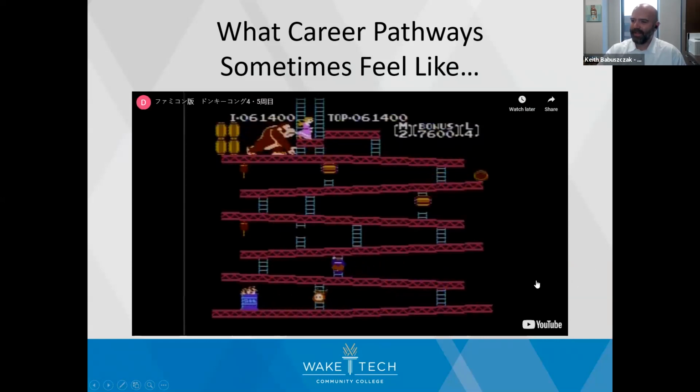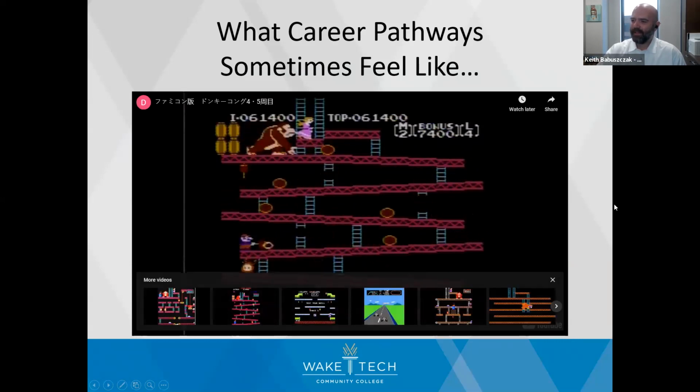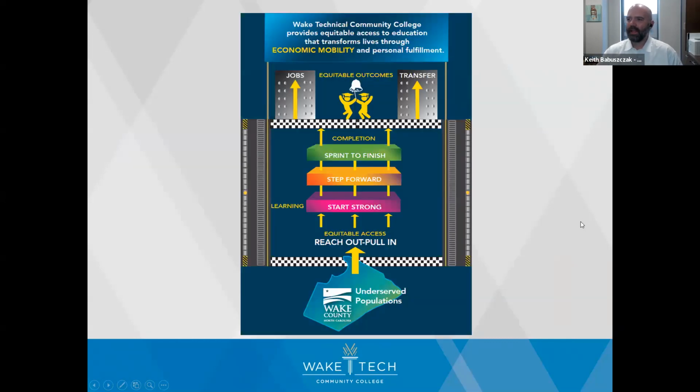You're running around a bit, lots of things coming your way, lots of tools for you to take advantage of. But what I really want to talk about and what we have here at Wake Tech are kind of an economic mobility pathway. And this is the model that we're using to show starting points, stopping points, and the supports that we have.